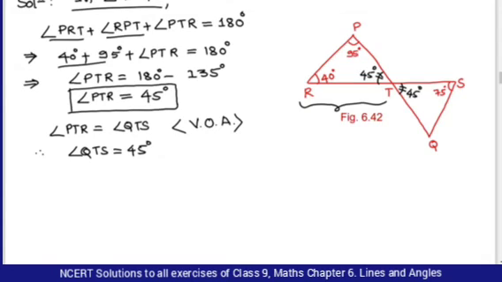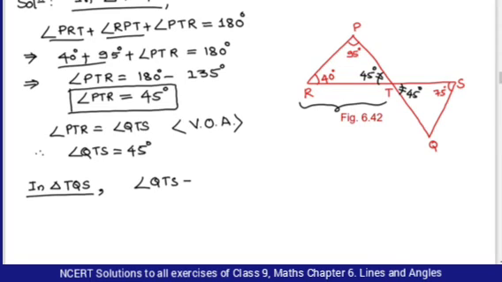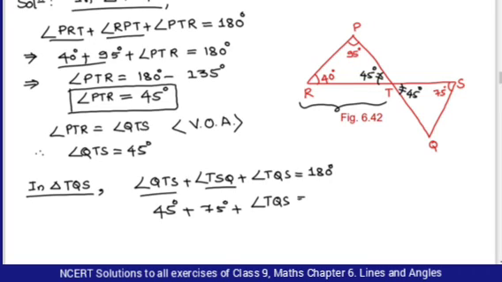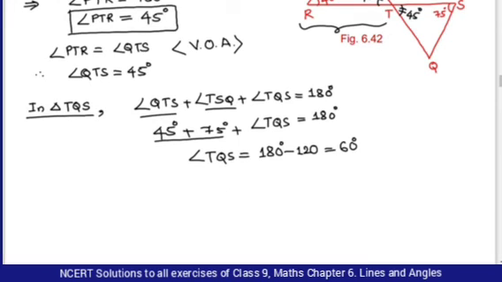Now, in triangle TQS, so observe the figure, in triangle TQS, here also the sum of all the angles in a triangle is 180 degrees. Angle QTS plus angle TSQ plus angle TQS is equal to 180 degrees. This implies 45 plus 75 plus angle TQS is equal to 180. Then angle TQS is equal to 180 minus 120 degrees, which is equal to 60 degrees. So we got angle TQS is equal to 60 degrees. Hence, angle SQT is equal to angle TQS, both are 60 degrees.